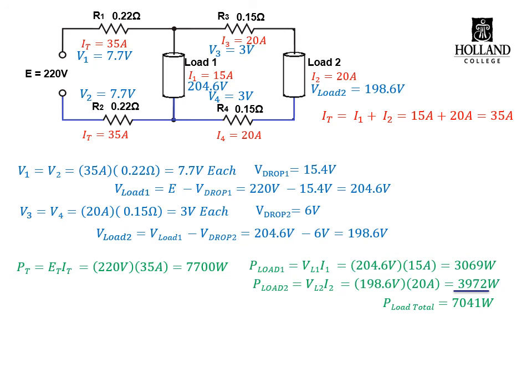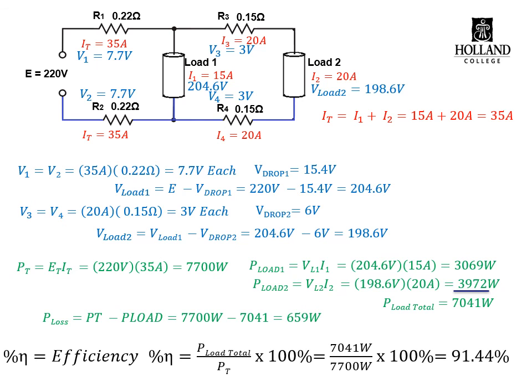Now that we have our total input power and our total output load power, we can calculate the losses, the heat that is going to be generated in our wires. In this case, all of our wires together are going to generate 659 watts, which is a significant amount of heat. Having our total input power and our total output power, we can calculate our efficiency for this circuit, which in this case works out to be 91.44%. You will notice that as currents go up, your efficiencies go down.